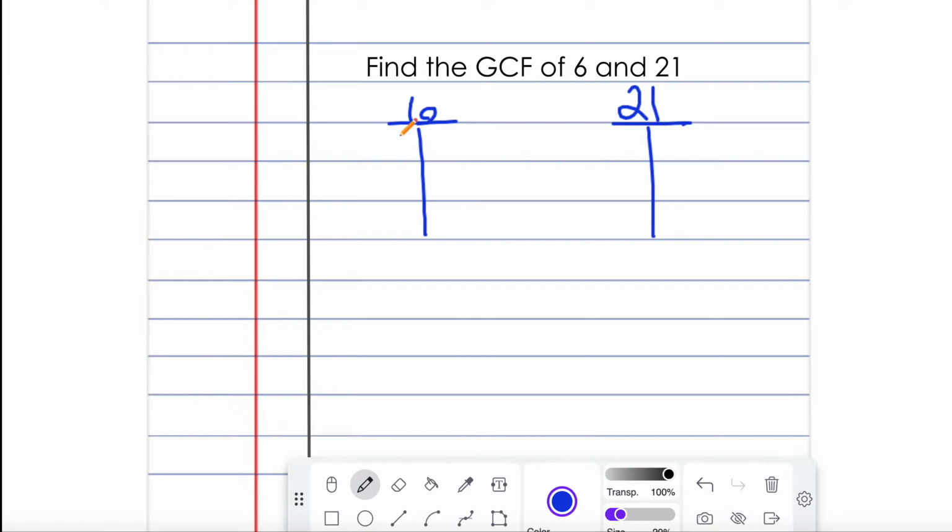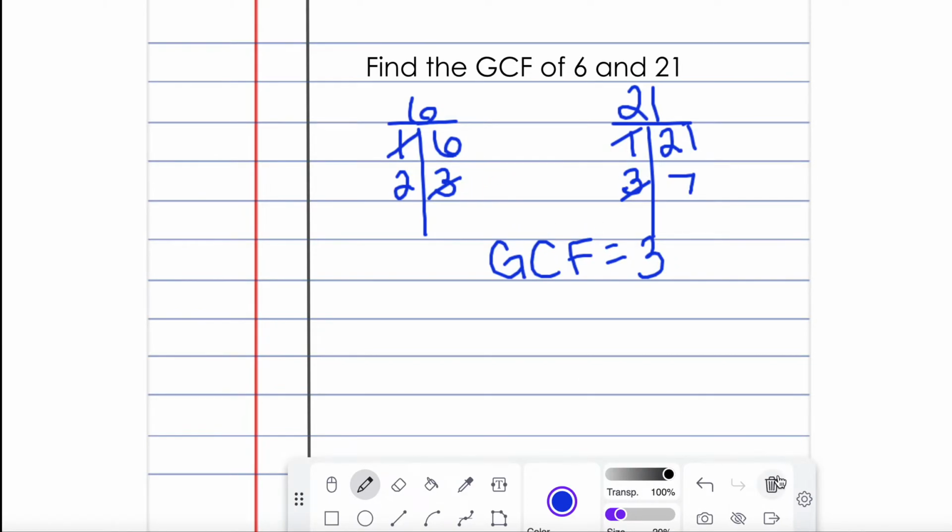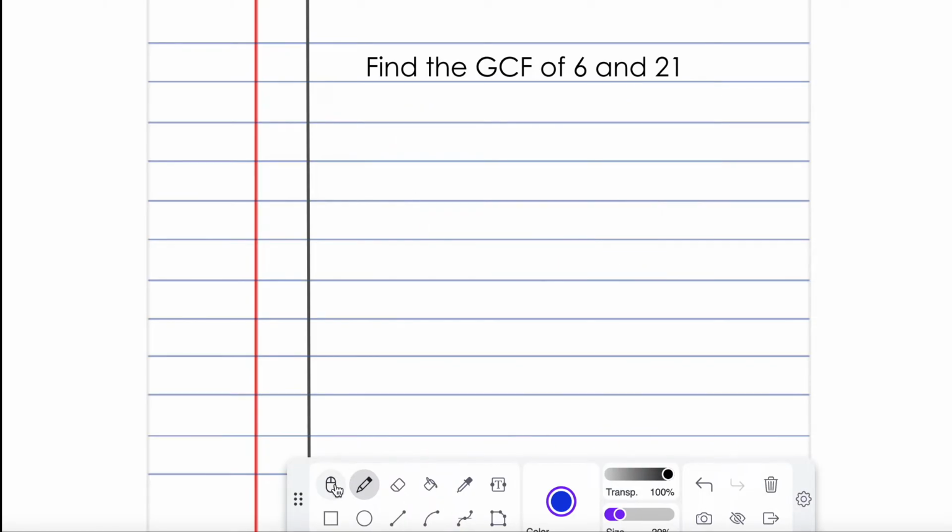All right, so 6 was 1 and 6, 2 and 3. 21 was 1 and 21, and 3 and 7. So they both have a 1 in common, and they both have a 3 in common, and that's it. So the greatest common factor was 3. That's the way you used to do it. We are now going to use it doing prime factorization or making trees.